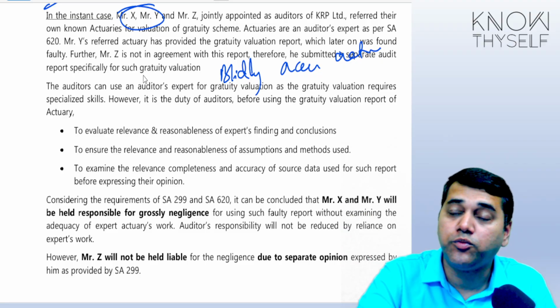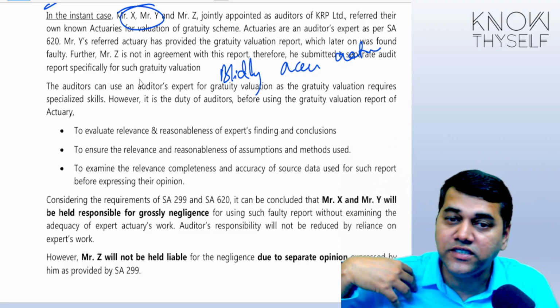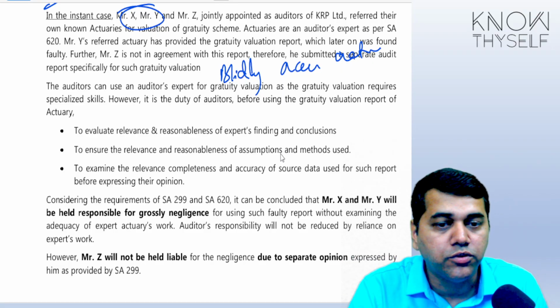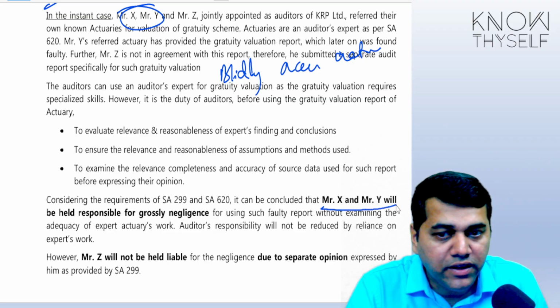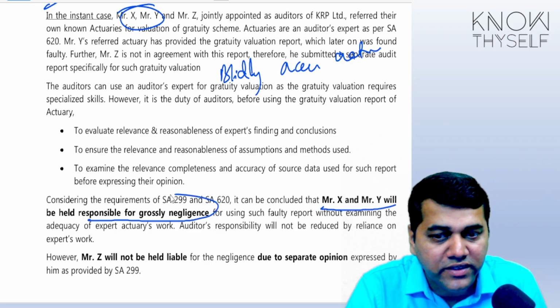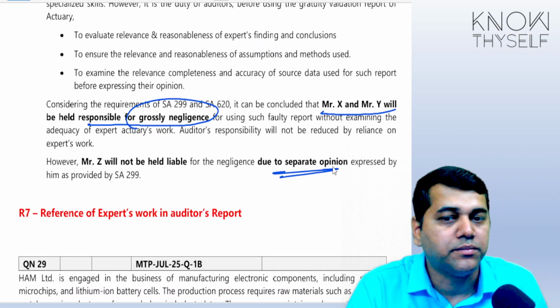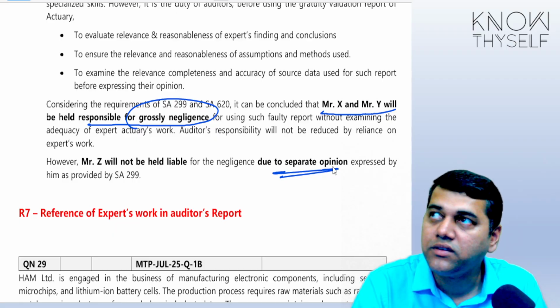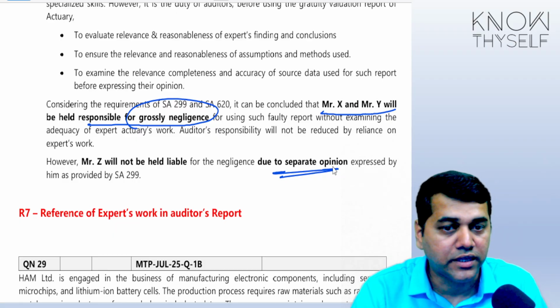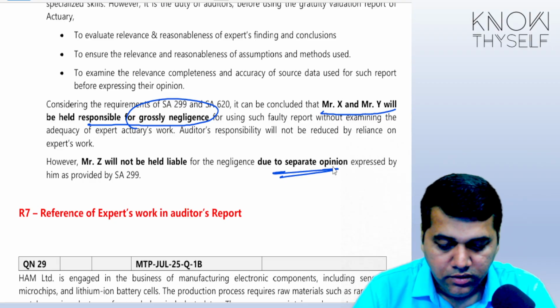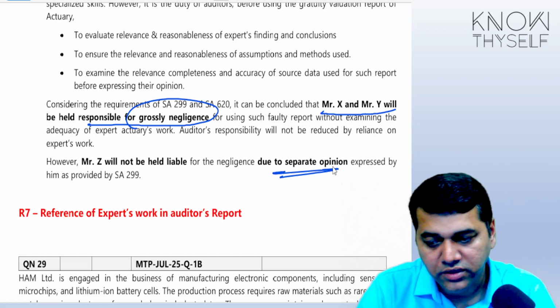Why is that other person not responsible? Because he has taken his work properly from his expert and he has issued a separate report. So Mr. X and Y will be held responsible for gross negligence. That one will not be liable because he has issued a separate opinion. Are you clear, friends? Very nice question. Very tricky question. That's why I marked it as a priority. So they can ask you questions on this.